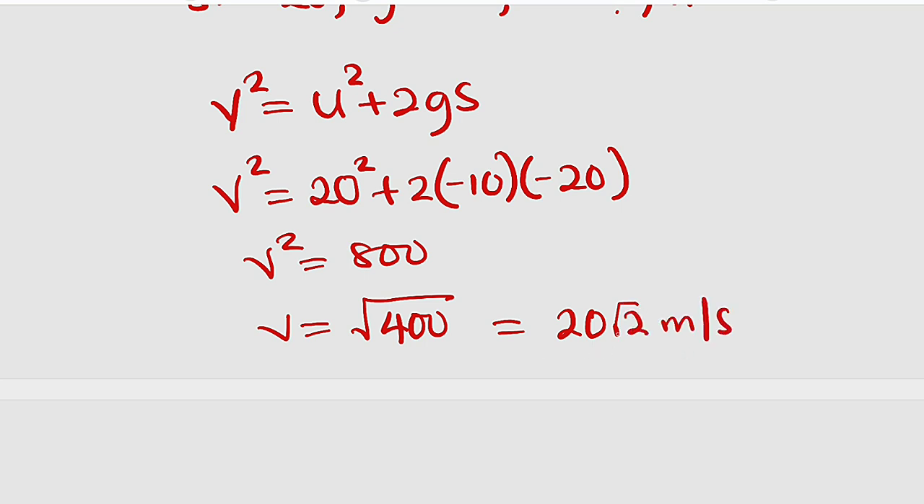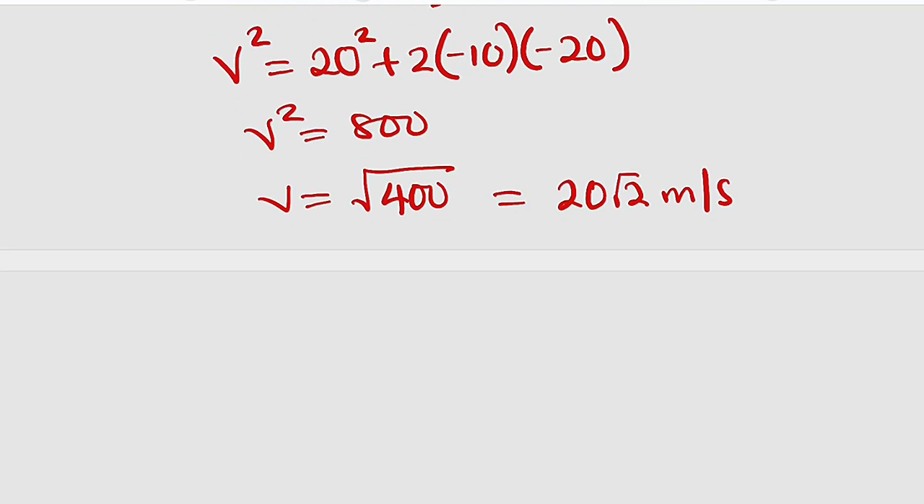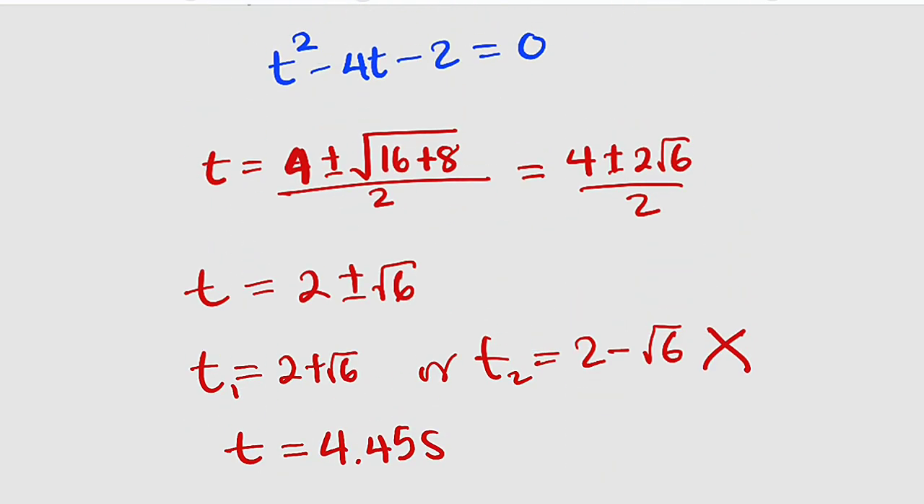This is exact answer, but if you like, you can find the square root of 2, then you multiply by 20, which is going to give us approximately 28.28. So this is 28.28 meter per second. So we are done with this question, number 15.